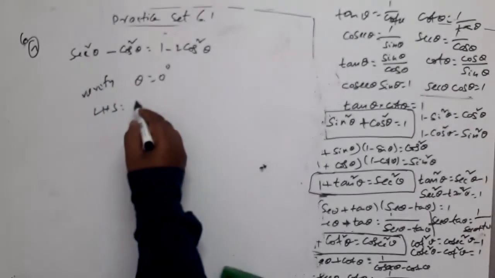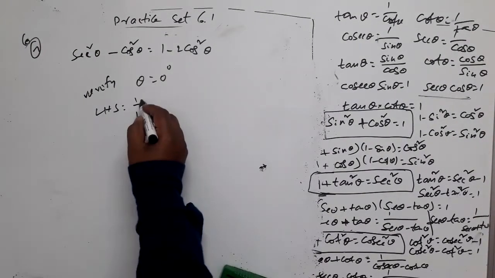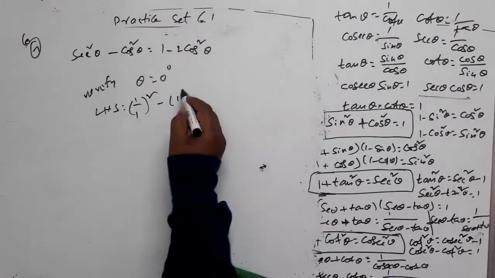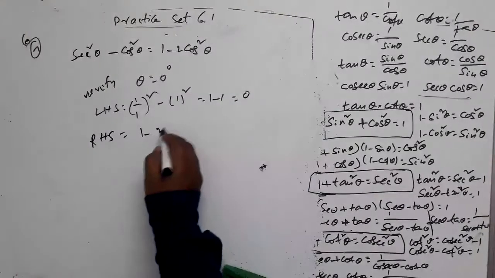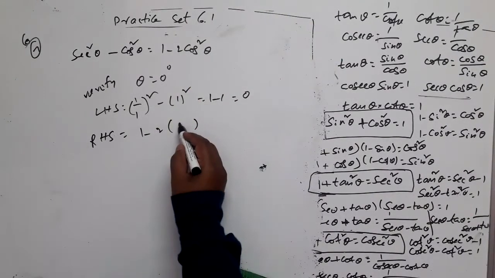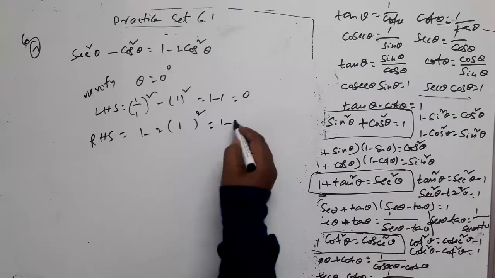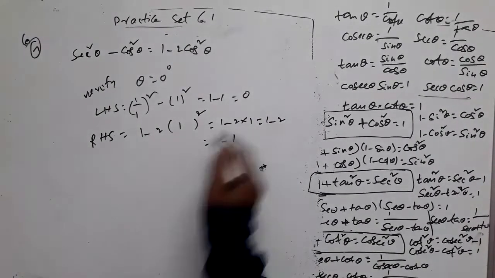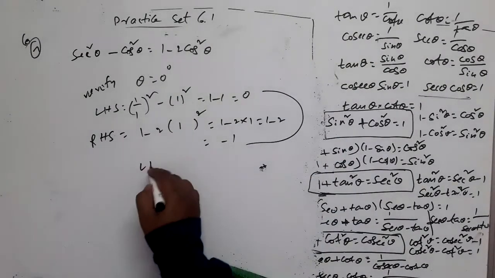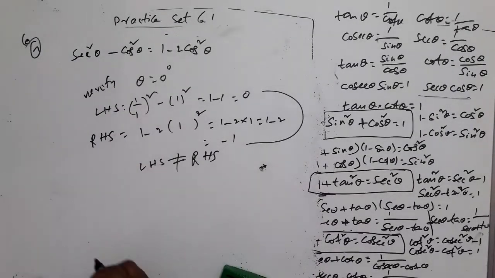LHS part, secant 0. What is secant 0? 1 by cos 0. Cos 0 is 1. So 1 by 1 is 1. So 1 square minus cos 0, 1 square. 1 minus 1, 0. What is the right hand side part? 1 minus 2 times cos 0, 1 square, right? Cos square theta is cos 0 whole square. Cos 0 degrees is 1. So this is 1 minus 2 into 1. This is 1 minus 2. What is 1 minus 2? Minus 1. Are they equal? Left hand side part is not equal to right hand side part. The question framed is wrong one, right?